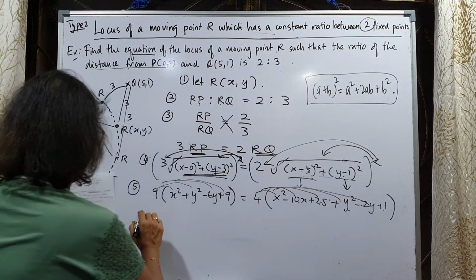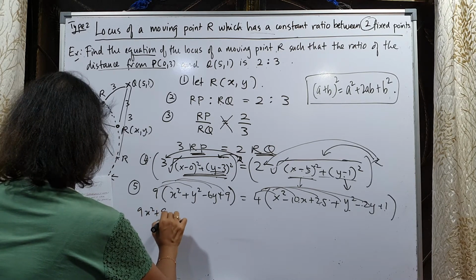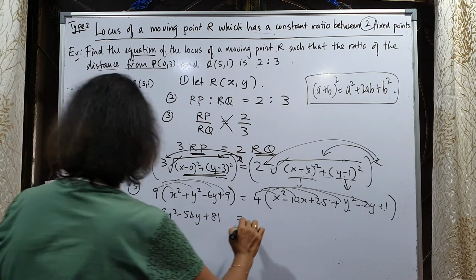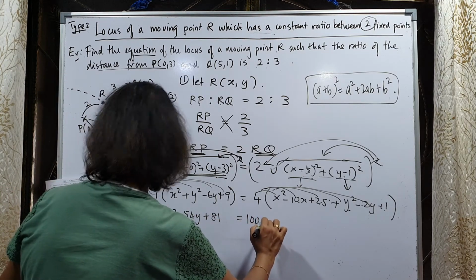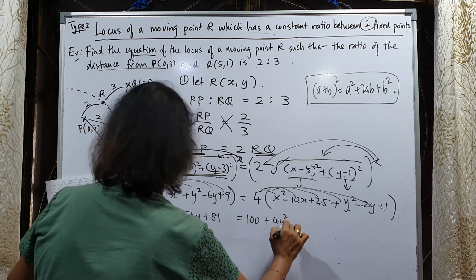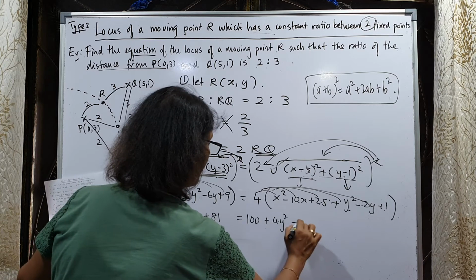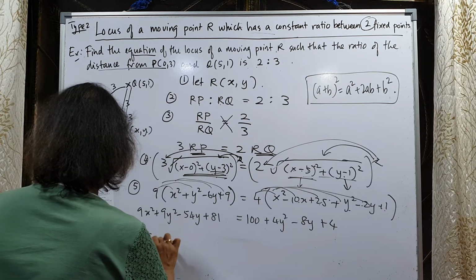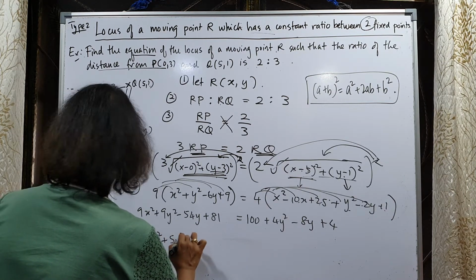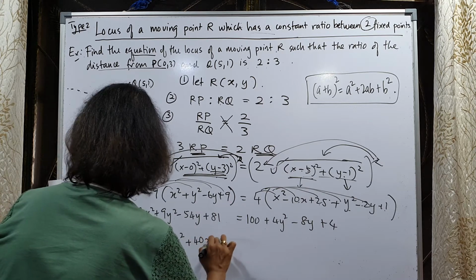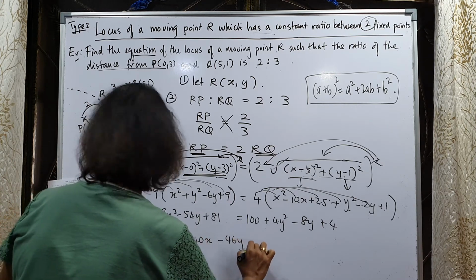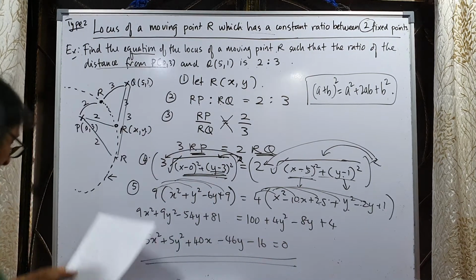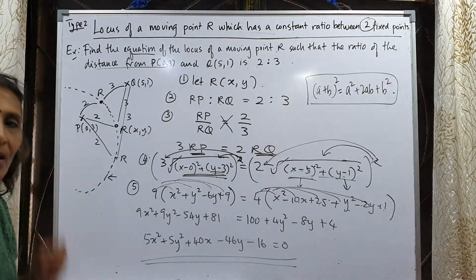So let me write it down. Here you get 9x squared plus 9y squared. Here I times in, I will get 100. It's very long, a bit tedious, but not difficult. And that's your final answer. So you understand how to do this?